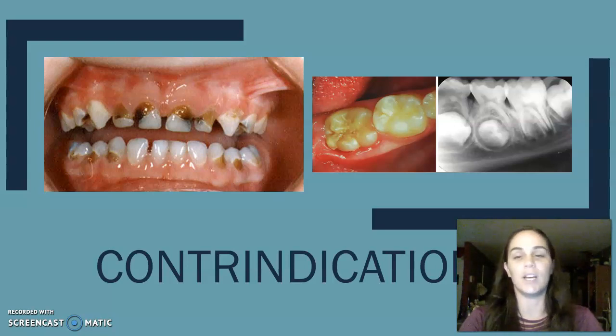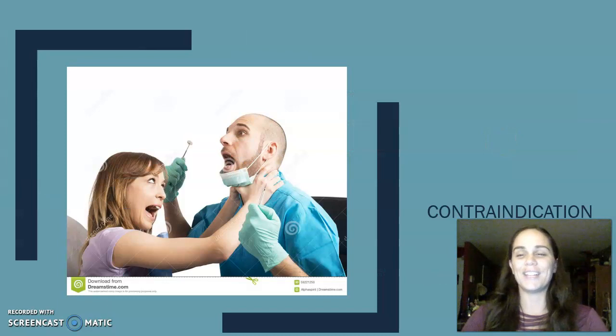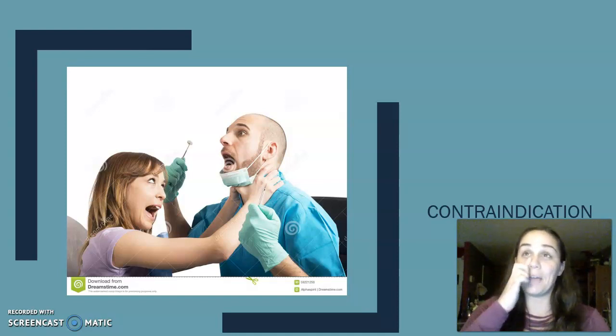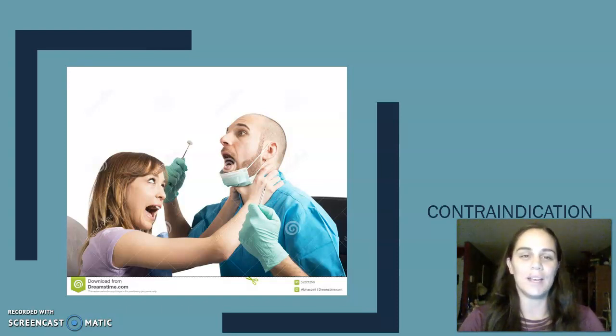Another reason you would not put a sealant on teeth is if you know that the teeth will be lost soon, as far as primary dentition. Another contraindication would be a volatile or uncooperative patient. I would generally say possibly an unruly child that could prevent proper placement.